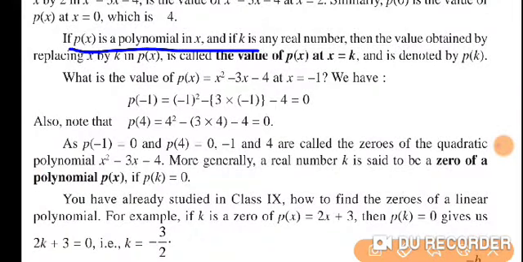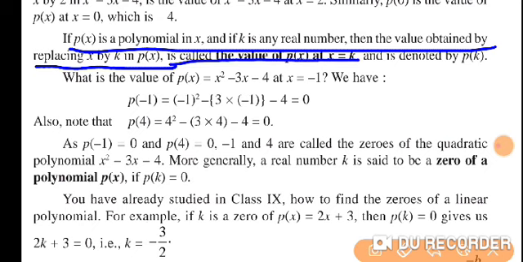If p of x is a polynomial in x and k is any real number, then the value obtained by replacing x by k is called the value of the polynomial. Is that point clear? Here they have explained it over here, that when you replace x by any other number and you get the answer 0, then that value is said to be the zero of the polynomial. There are three terms which are given.